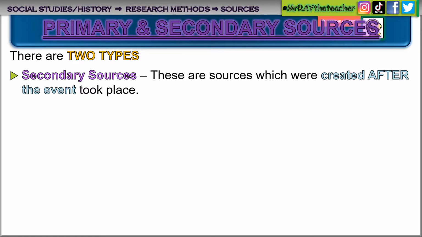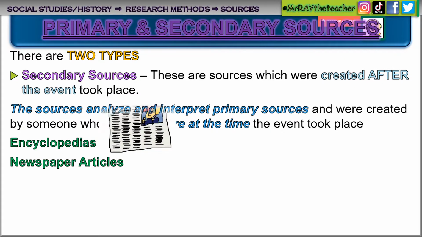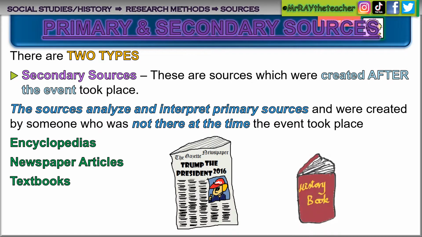And then there are secondary sources. These are sources which were created after the event took place. The sources analyze and interpret primary sources and were created by someone who was not there at the time the event took place. So they include encyclopedias, newspaper articles, or textbooks.